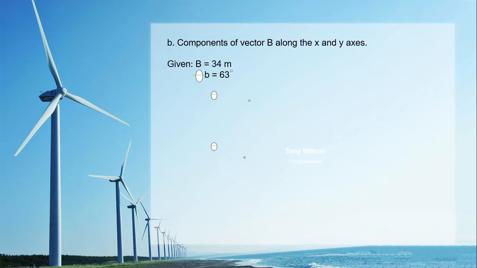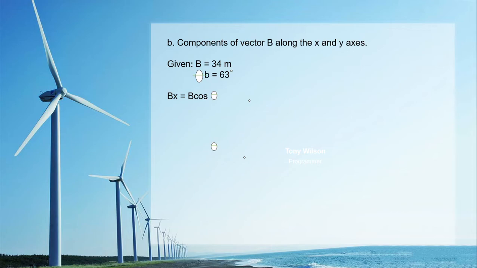Okay, for letter B, components, our next step. Since we got already the components of vector A, now we will get the components of vector B along the x and y axis. This is step by step. Okay, so given, we have the magnitude of vector B, which is 34 meters, and its angle or direction, 63 degrees. So the same process with how we got the components of vector A along the x and y axis.